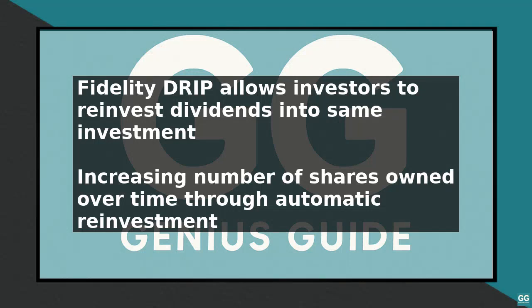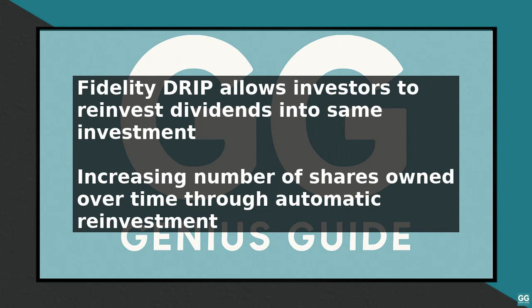A comprehensive guide to tips for Fidelity DRIP starts with understanding what DRIP stands for, which is Dividend Reinvestment Plan. This plan allows investors to automatically reinvest dividends from their investments back into the same investment, thereby increasing the number of shares they own over time.